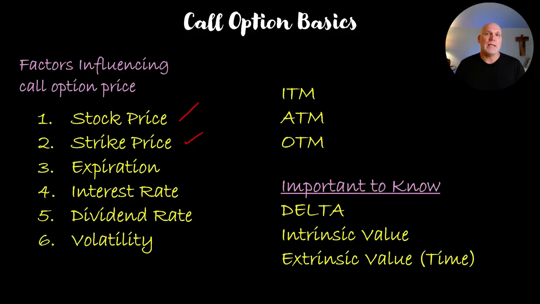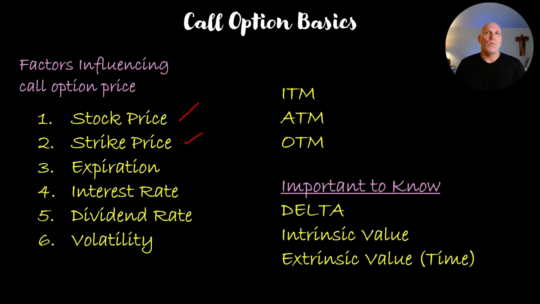The deeper in the money you go, if the stock is selling for $100 and you go down to 90, it's going to be more expensive than the one that's maybe 95 or 100 or even 105 or 110. Those prices are going to be different. So a strike price influences the call option price.